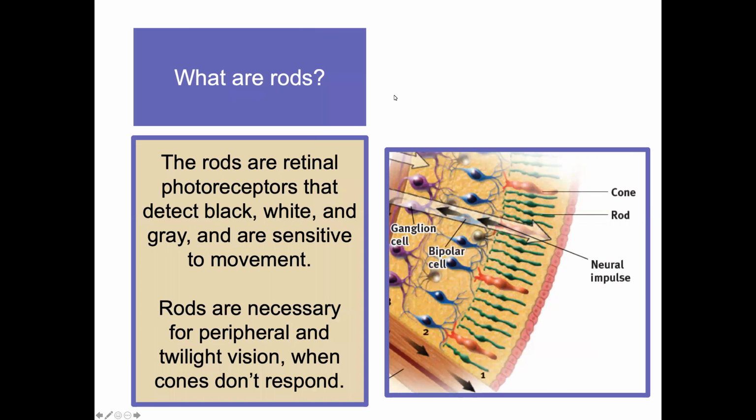So the rods are retinal photoreceptors that detect black, white, and gray and are sensitive to movement. You have about 120 million of them in your eyes. They're on the outer parts of the periphery of your retina, and they're really involved in night vision. They're necessary for peripheral and twilight vision when the cones don't respond.